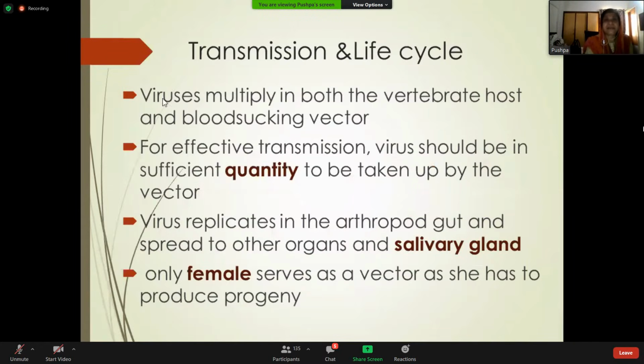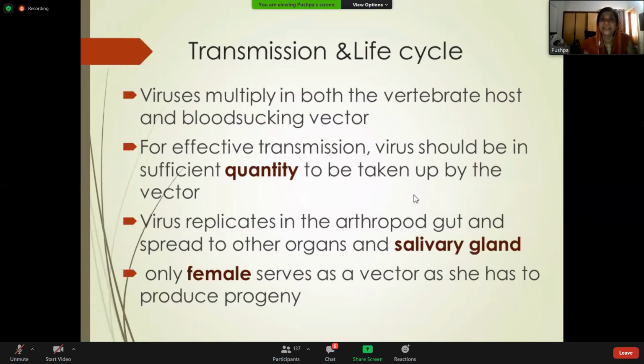Transmission and life cycle. Viruses multiply in both the vertebrate host, and when we say vertebrate host, we mean the human being, and then the blood-sucking vector, which is the mosquito. For effective transmission, the virus should be in sufficient quantity to be taken up by the vector. The virus replicates in the arthropod gut and spreads to other organs and the salivary gland. Only the female serves as a vector, as she has to produce her progeny.